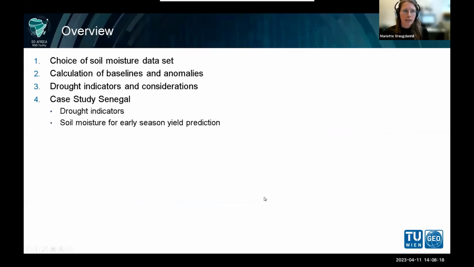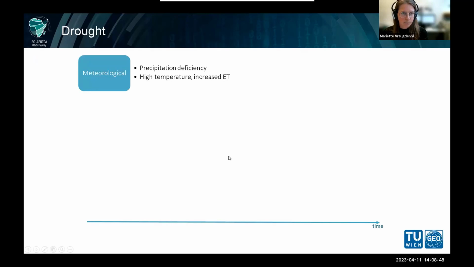So we're really going to look at the choice of soil moisture data set to use. How can you calculate these baselines, or climate normals, and anomalies? Also, how can we calculate the drought indicators? What different indicators are out there and what should you consider if you use them? And we'll finish up with a case study in Senegal, where we'll look into drought indicators, but also look into using surface soil moisture from satellite data for early season yield predictions.